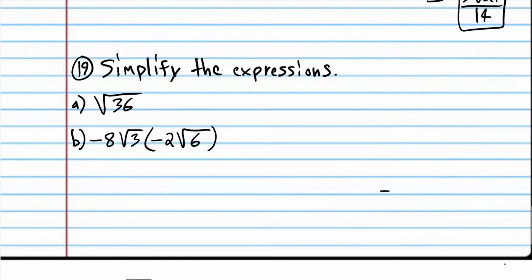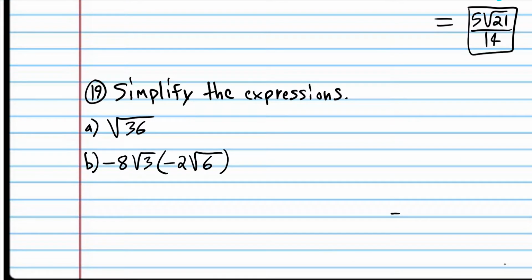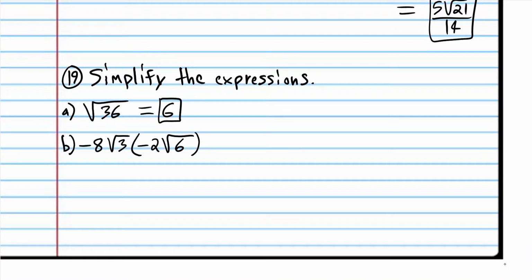Okay, so now we're going to some even easier problems. So square root of 36, that's pretty easy. Go ahead and try that one. If you said 6, you're right. What number times itself is equal to 36? That's 6. And try B. See if you can attempt B. And when you come back, we'll do it together.